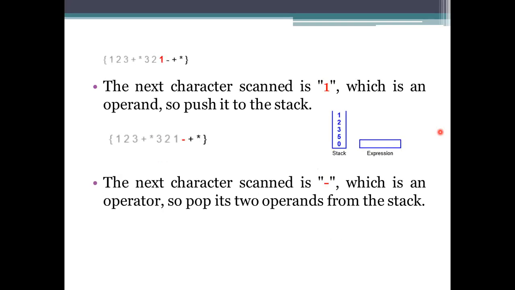After that, we have another character. The character scanned is an operand, which is the value 1. Just process that one. Now the elements of the stack from the bottom are 0, 5, 3, 2, 1.